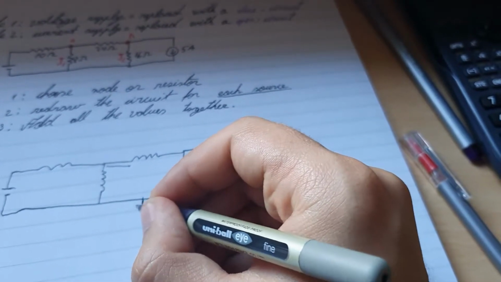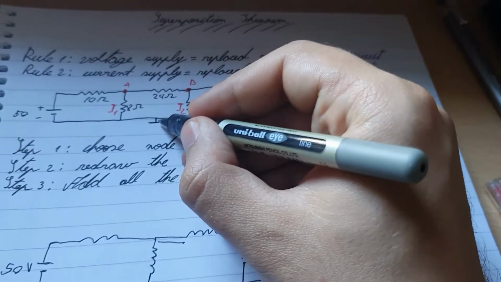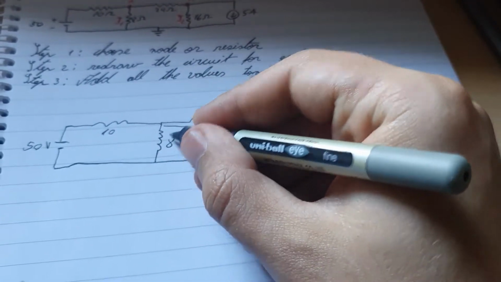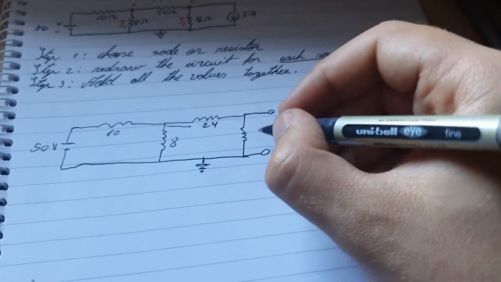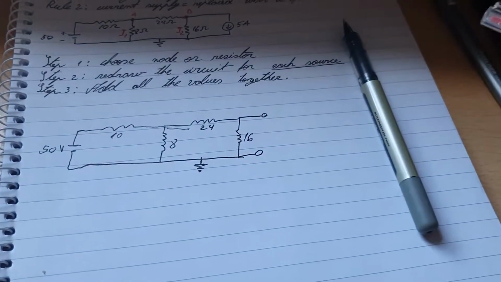We put a ground here. I should put the ground here as well. There you go. And now let's write the values. So this one is 10, 8, 24, 16. And we have the 2 nodes A and B.